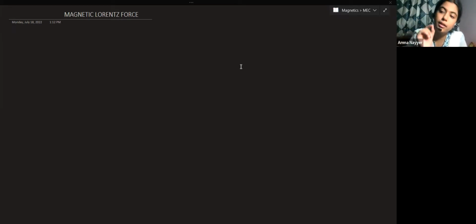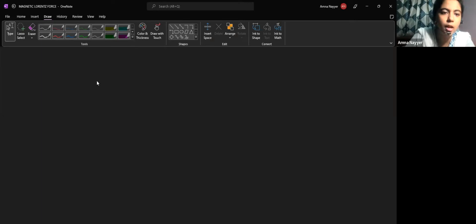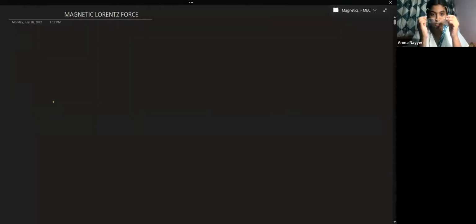The difference lies in the value of N. In case of solenoid, N is the number of turns per unit length, and the length becomes the actual length of the solenoid. In case of a toroid, you have the number of turns per unit length, but since it's in circular form, the length becomes 2 pi r. So these were the two formulas that we had seen, and now we have to start with magnetic Lorentz force.